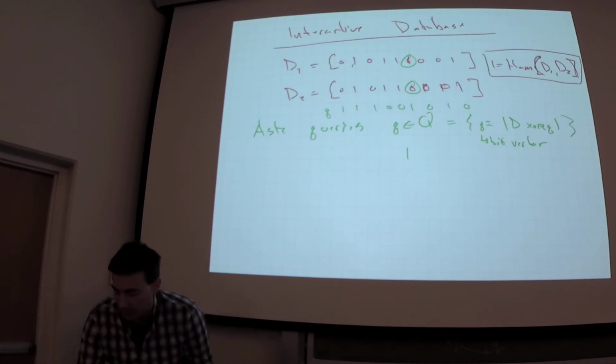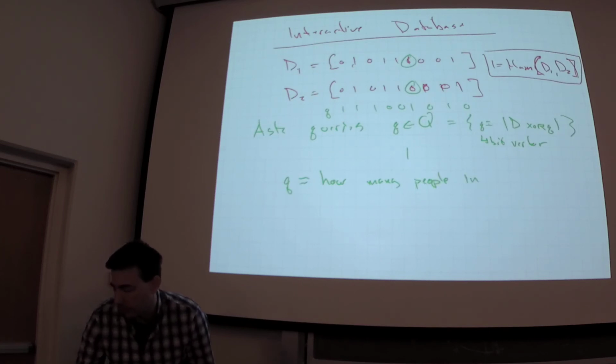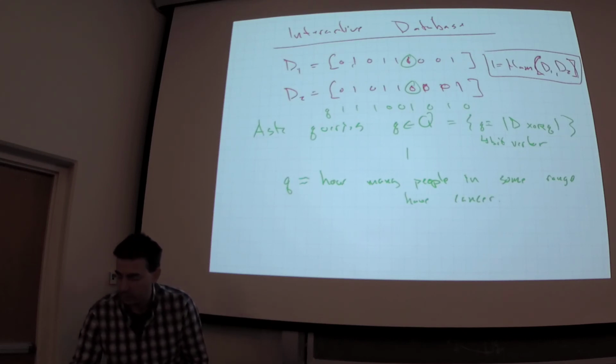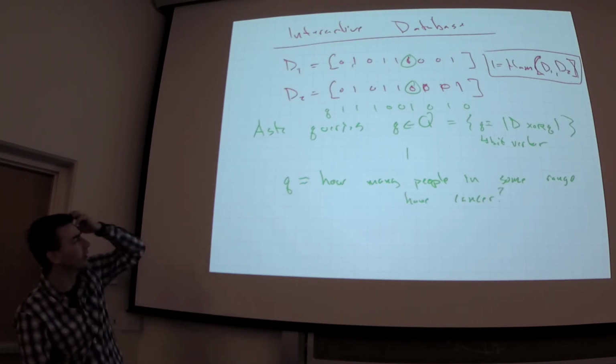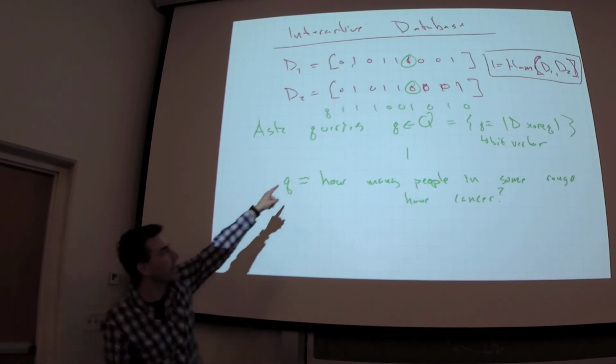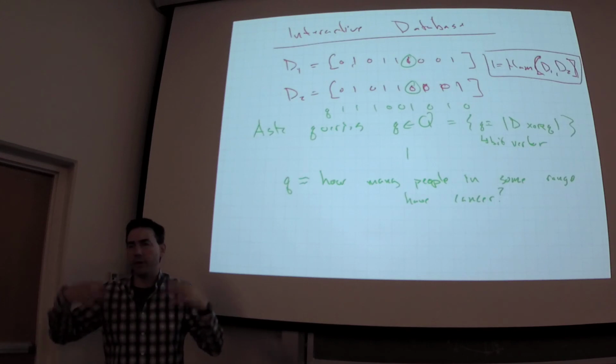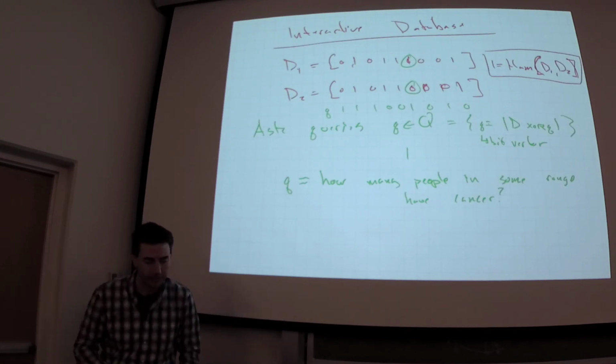Okay, so a query is equivalent to how many, say, people in some range have cancer, right? So it can be a question like this, and the range is defined by where these 1 bits are, right? So this is a very powerful class of queries.